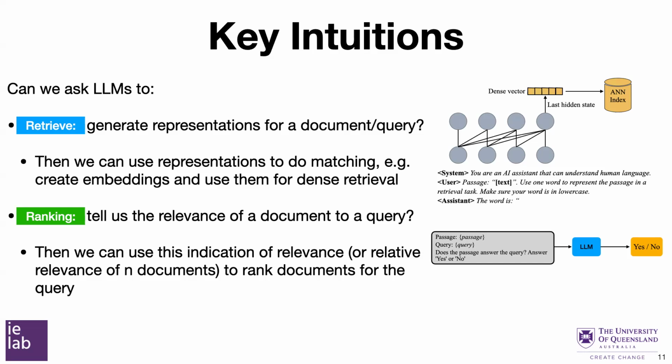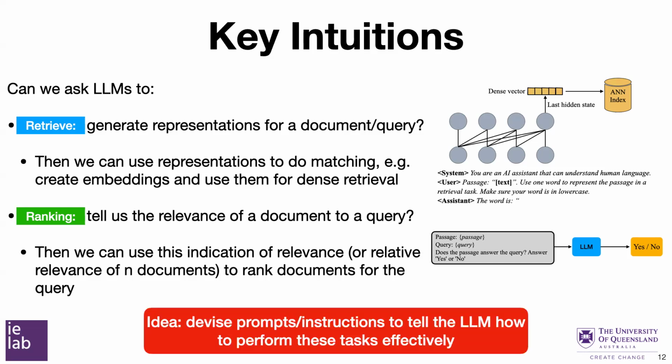Okay, so again, we have our prompt, right? We put in the passage, the document, we put in the query, and we ask the LLM, does the passage answer the query? We send that to the LLM, and we get yes, no, for example. And we decide to rank documents according to that yes and no. Okay, so at a high level, the idea is to devise prompts or devise instructions to tell the LLM how to perform this task effectively.